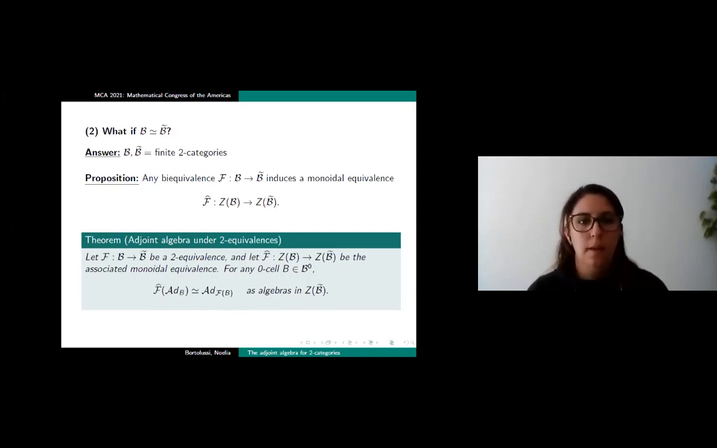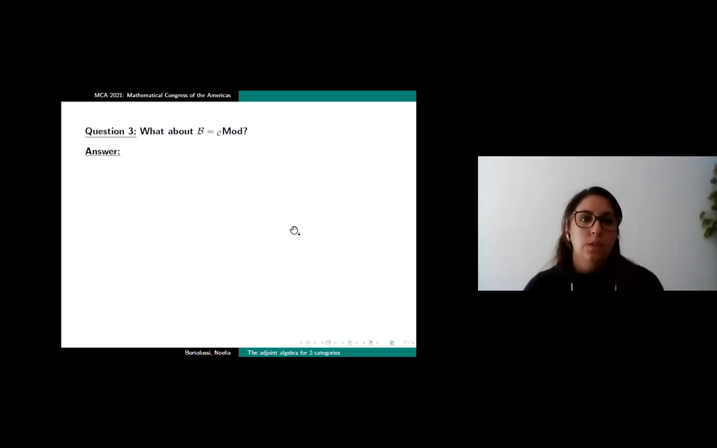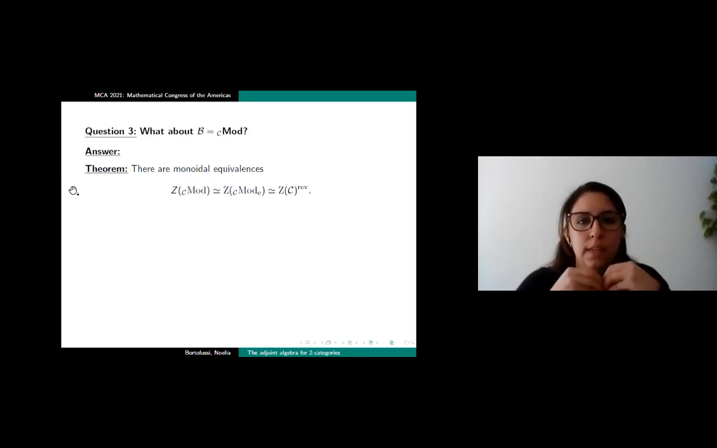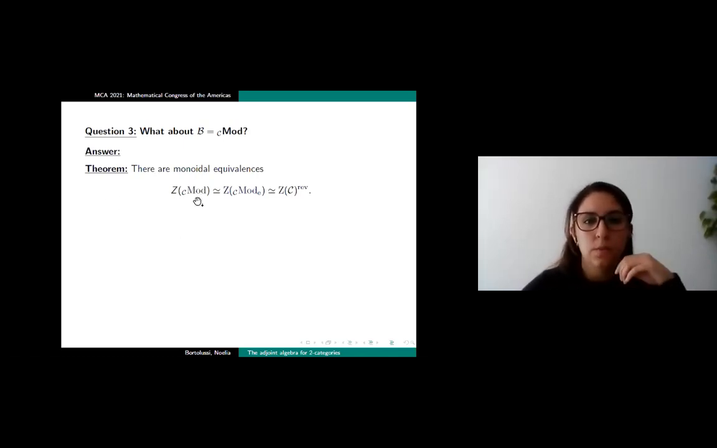But I think that the main question is whether we have a way to recover the Jmitsu adjoint algebra. So what about if we compute the adjoint algebra for the two categories of C modules? Okay, the answer to this question is one of the main results of our work. And for that, we need a theorem that says that there are monoidal equivalences between the center of the C module category, the center of the exact C module category, and the center of C with the reverse tensor product.